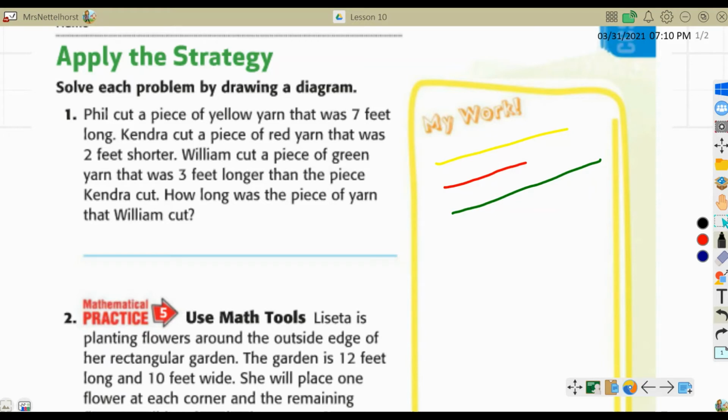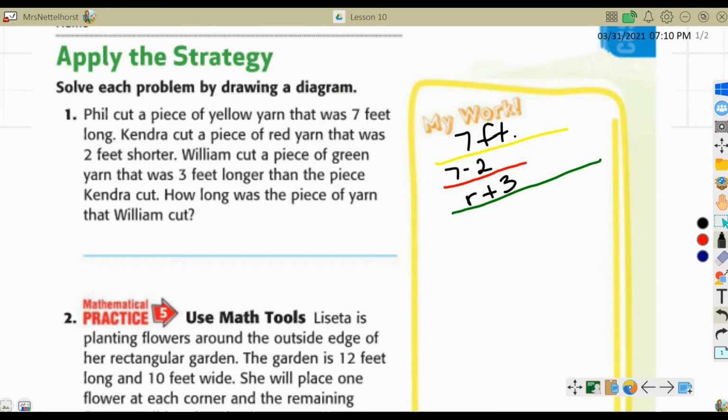Let's find out. So we know that Phil has a piece of yarn that's 7 feet long. We know that Kendra's yarn is 2 feet shorter. So hers is 7 minus 2. And whatever William's is, it's the red yarn. Let's use the variable R, red yarn plus 3.